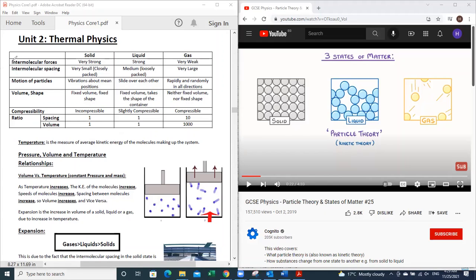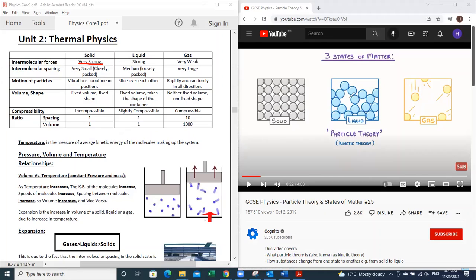Differentiate between them from the perspective of the intermolecular force. What's the intermolecular force? This is the force between this molecule and the next one. As you can see, the molecule and the next one are so close to each other, which means that the intermolecular force, the force holding them together, is very strong.